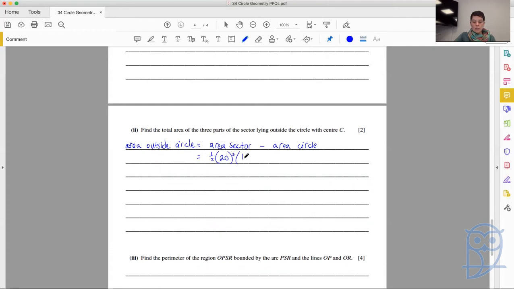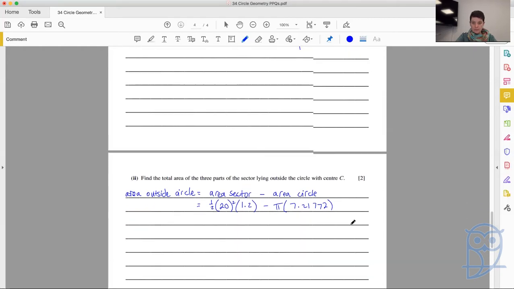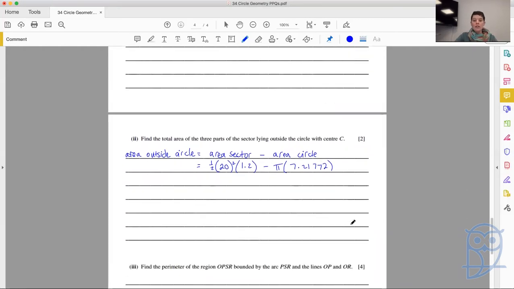20 squared times 1.2 minus the area of a circle, pi r squared, pi times 7.21772, because whenever you use a number in a calculation, you want to go back a step. You don't want to use rounded figures. Always use an unrounded figure so that your answer is as accurate as possible. And in one calculation, our calculator can do that quite nicely and happily. So we plug it all in and our final answer is 76.3 centimeters squared.